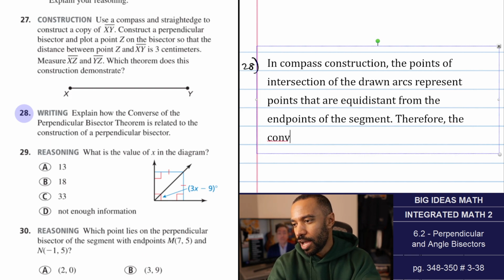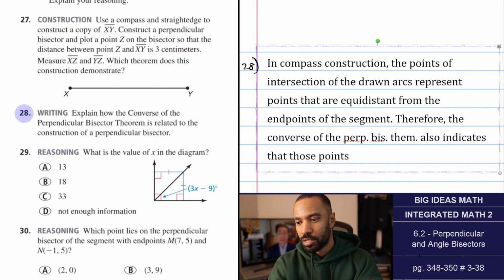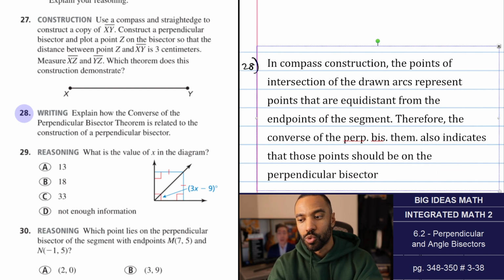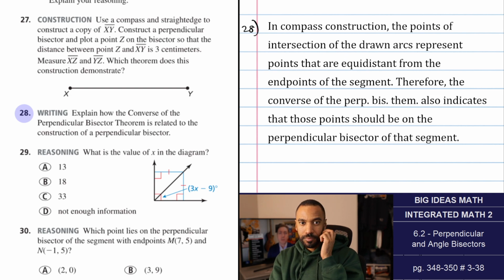Therefore, the converse of the perpendicular bisector theorem also indicates that those points should be on the perpendicular bisector of that segment, which is why we drew that line. Which is why we drew that line that went through the blue one, right? Okay. Number 29.